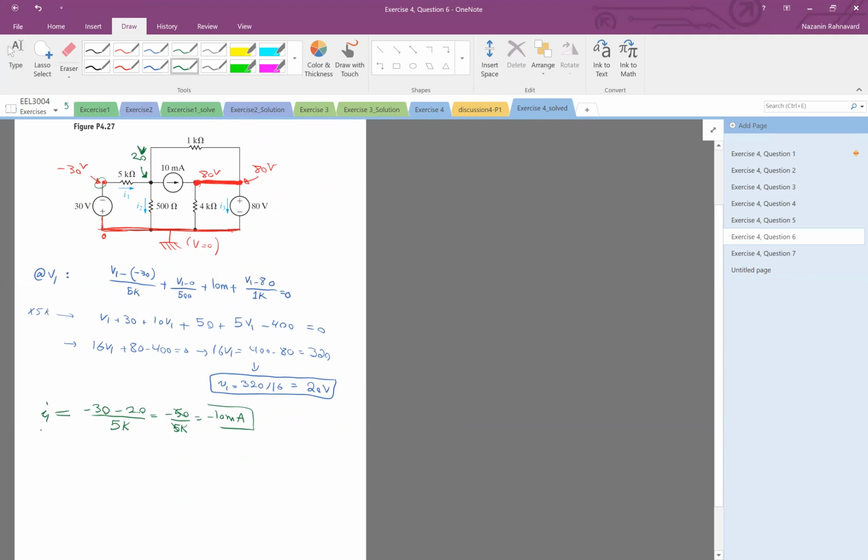Now look at I2. Again, look at the direction: the beginning minus the end. The beginning voltage is 20 minus 0, divided by 500.